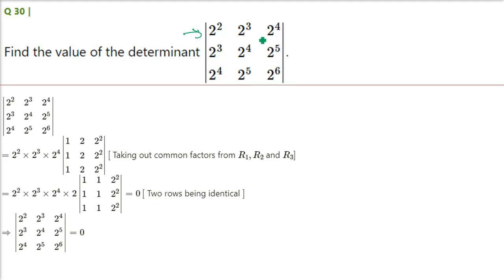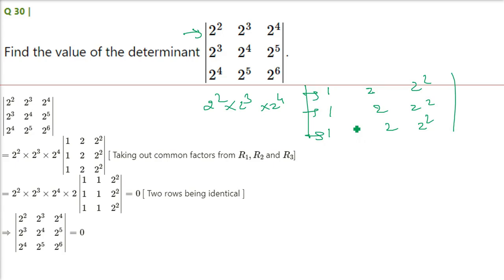So we are taking 2 square from the first row. It will be 1 here, 2 here, and 2 square here. You can take 2 cube common from the second row. It will be 1, here 2 square. Let us take 2 to the power 4 common from the third row. 1, 2, 2 square will be there. Now you see all the 3 rows are same. When the 3 rows are same, that means it is 0.